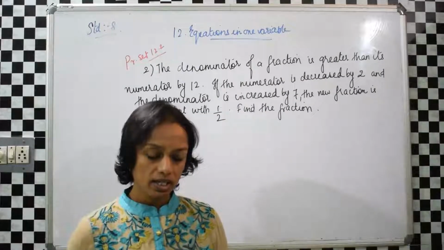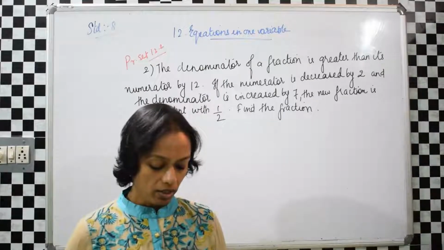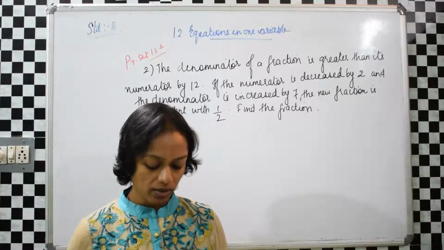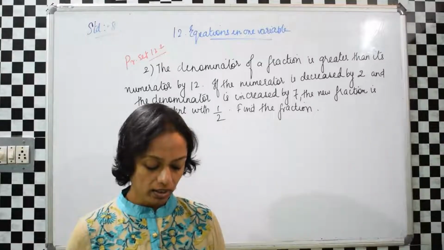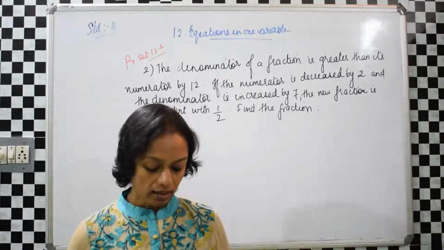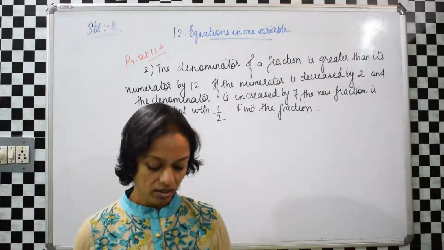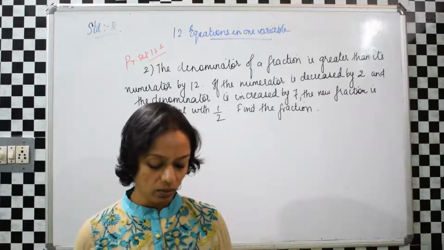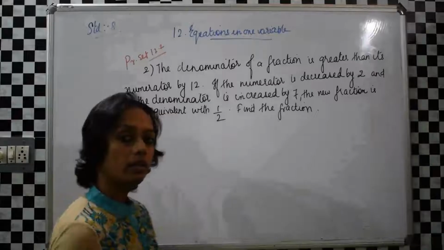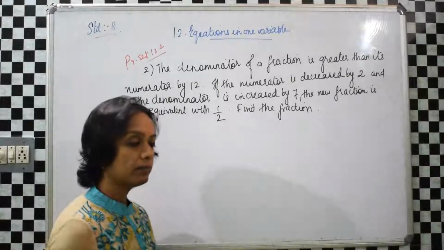Now let us go to the second question. The denominator of a fraction is greater than its numerator by 12. If the numerator is decreased by 2 and the denominator is increased by 7, the new fraction is equivalent to 1 by 2. Find the fraction. Now we will go part by part.